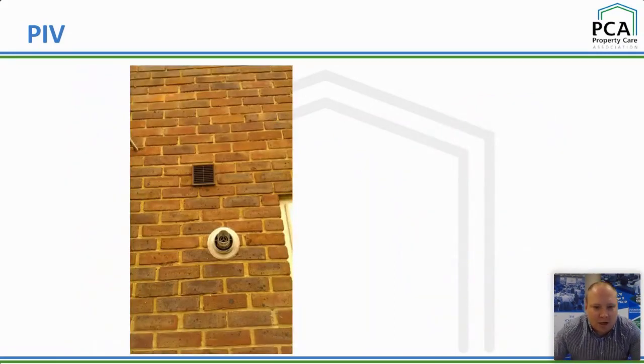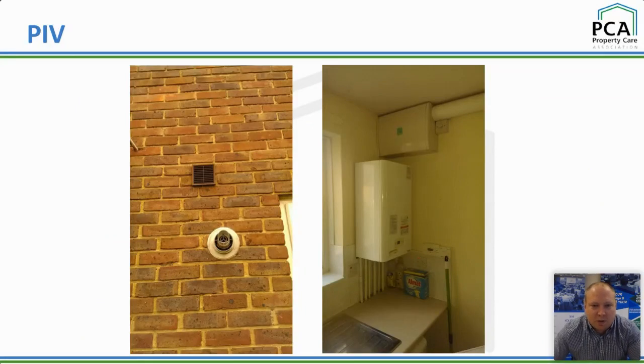This is one I particularly like. From the outside, you can see you've got a grill and then your boiler discharge. And this is a wall-mounted PIV unit there as well. So the PIV unit is going to be sucking air in and causing all sorts of problems.